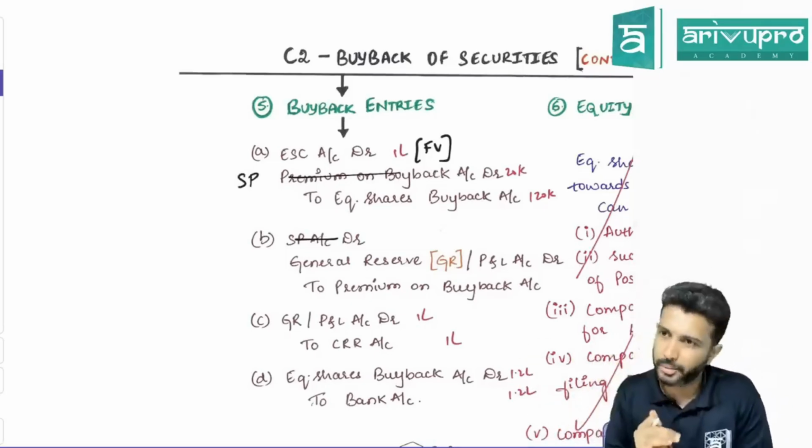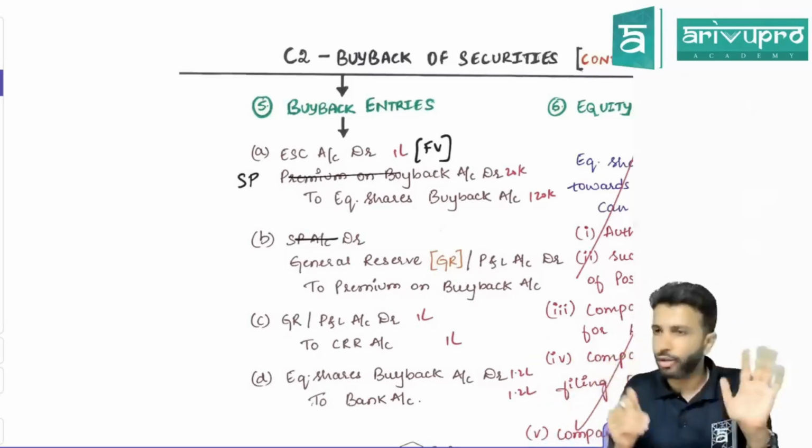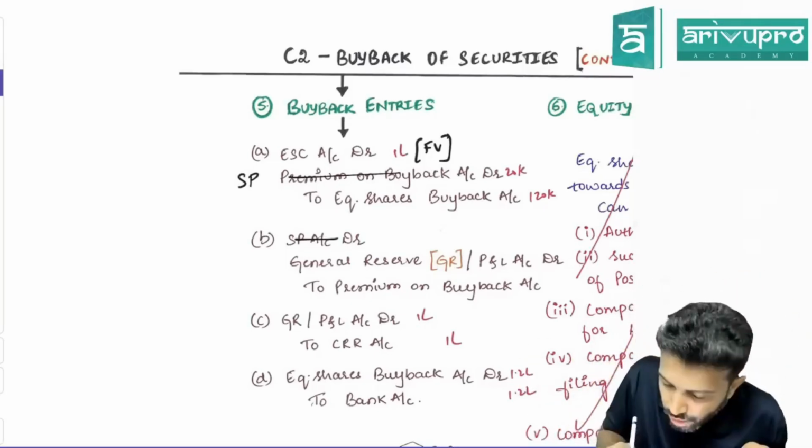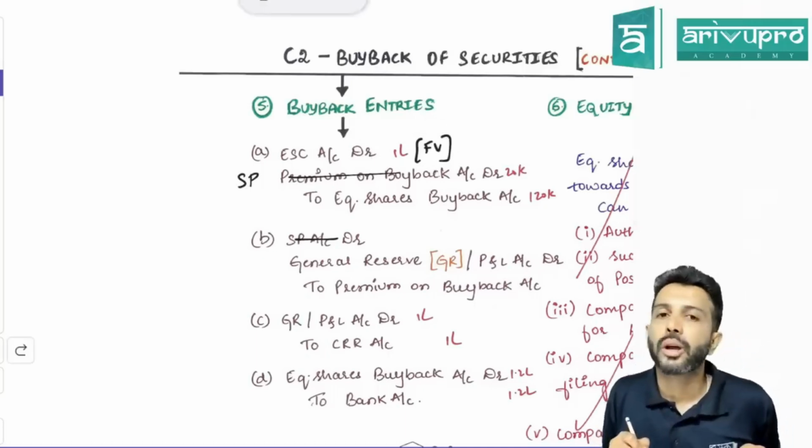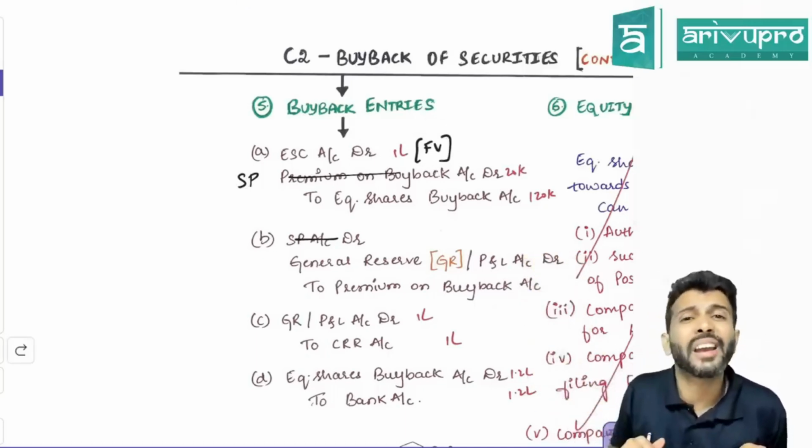That approach is also acceptable. Okay. Fair enough, people, like that also you can do. That is one. Sir, here you have cancelled equity share capital worth how much? 1 lakh. That means share capital reduced by 1 lakh.